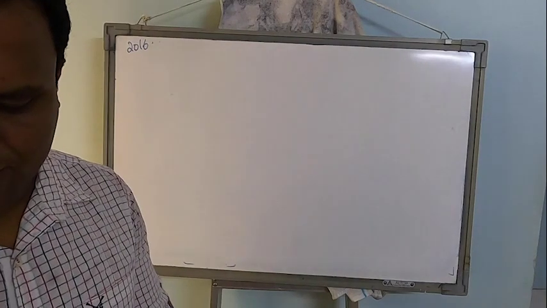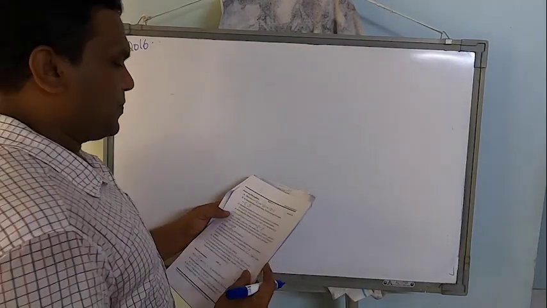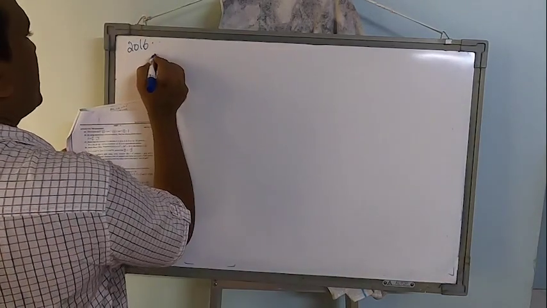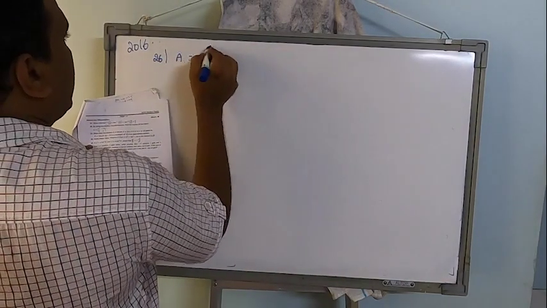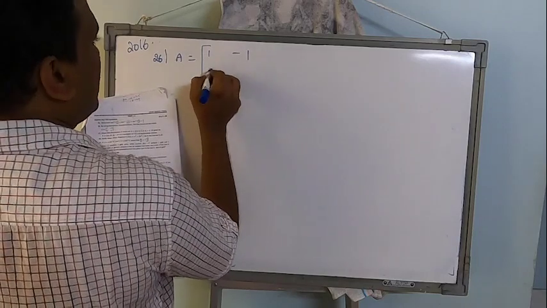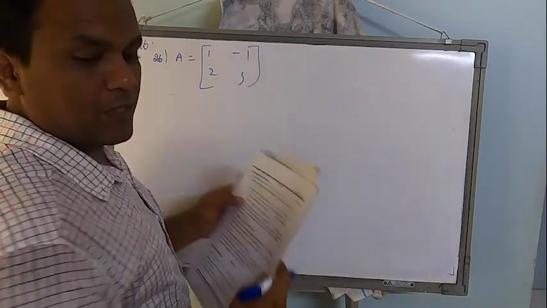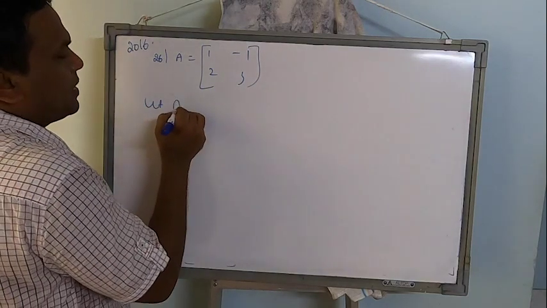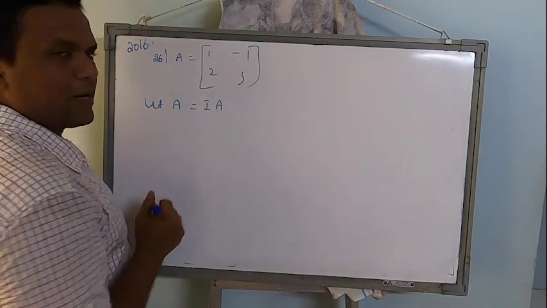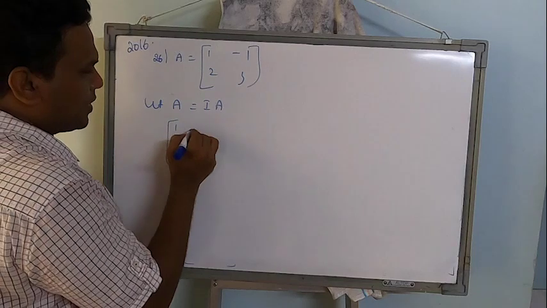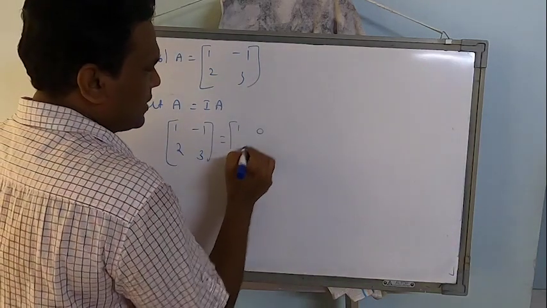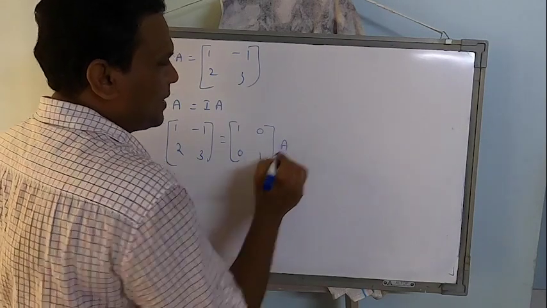Now the next, let's go to 3 marker. In 3 marker, problem number 26, it is given as A is equal to 1 minus 1, 2 3. Find the inverse by using elementary transformation. So how to start the procedure? Let A is equal to I multiplied by A. So this is 1 minus 1, 2 3 is equal to 1 0, 0 1 multiplied by A.